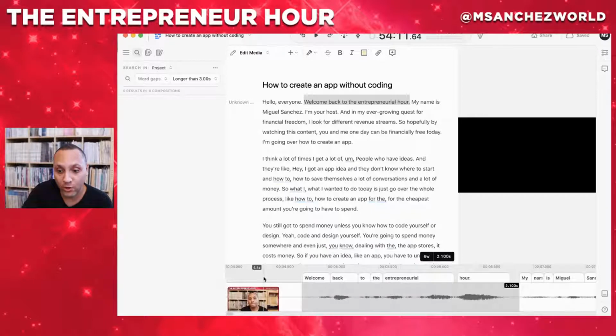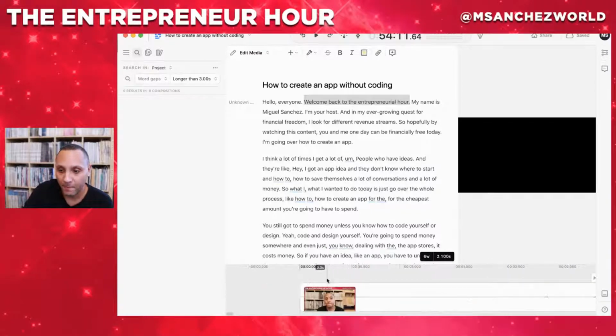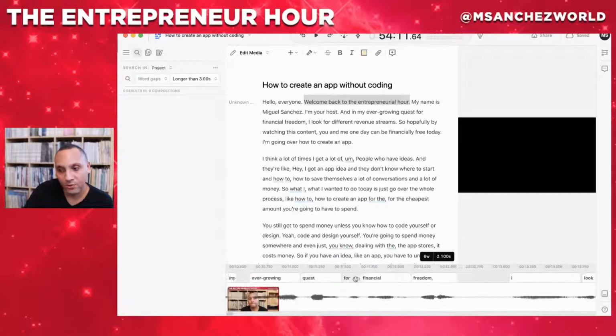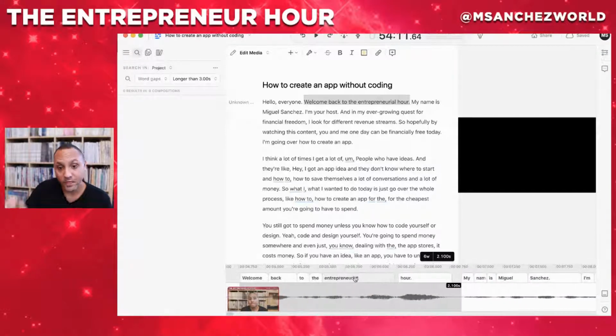If you saw in the very beginning, there was a big gap. Oh, I guess it's still there. I had to take it off. But when you go deeper in, you see there's no more big gaps. So that's one thing. You can make it longer than 3 seconds, 2 seconds, 1 second, whatever you want.